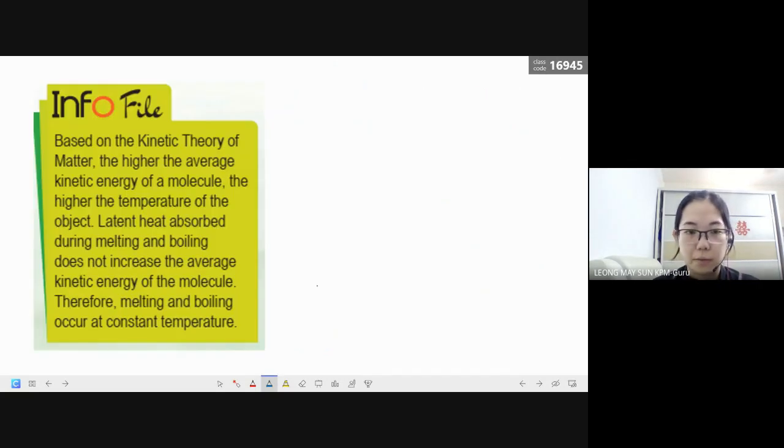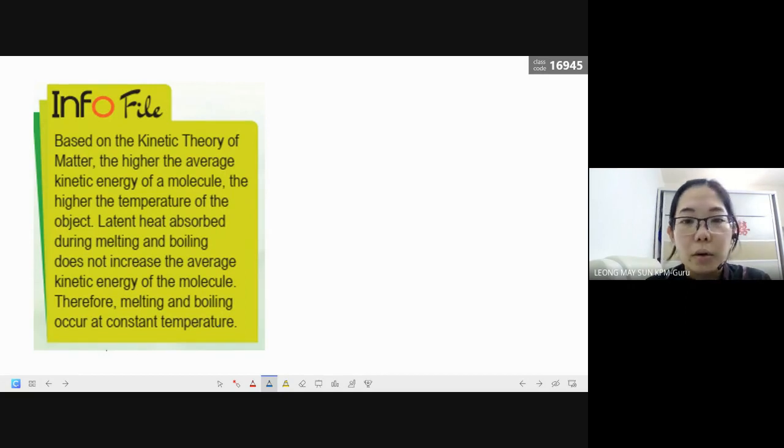One piece of information from the textbook: based on the kinetic theory of matter, the higher the average kinetic energy, the higher the temperature. The latent heat absorbed during melting and boiling does not increase the average kinetic energy of the molecules. Therefore, melting and boiling occur at a constant temperature.